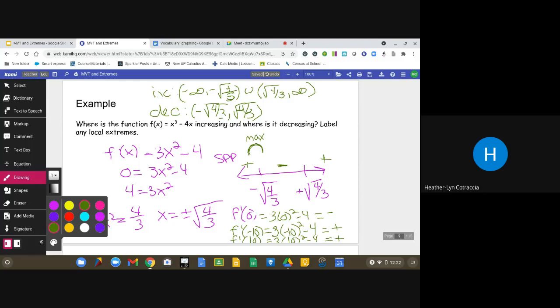And then at positive radical 4/3, our derivative goes from negative to positive, which means our function goes from decreasing to increasing. So therefore, you have a minimum. Okay, so do a sign pattern picture using your critical values, your critical points, and then test points on either side to see what your graph is doing.